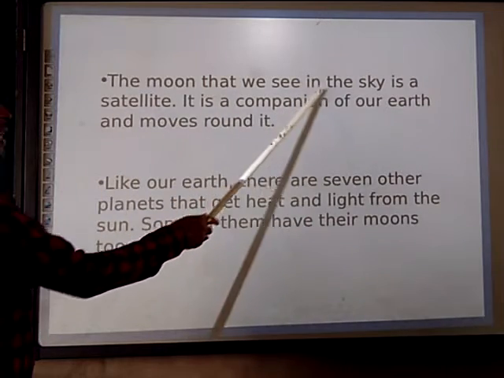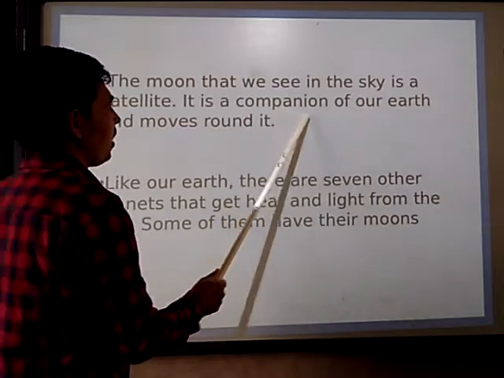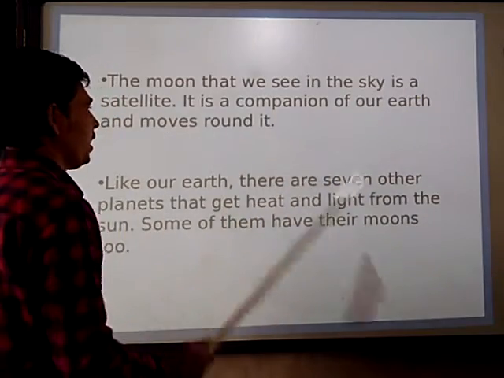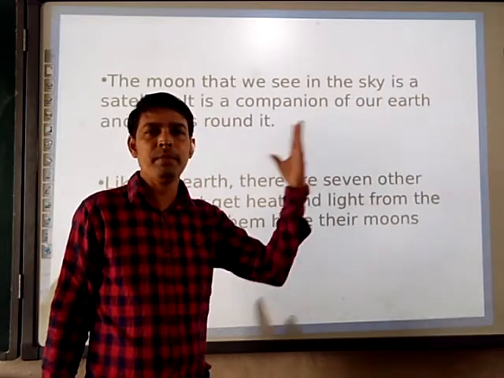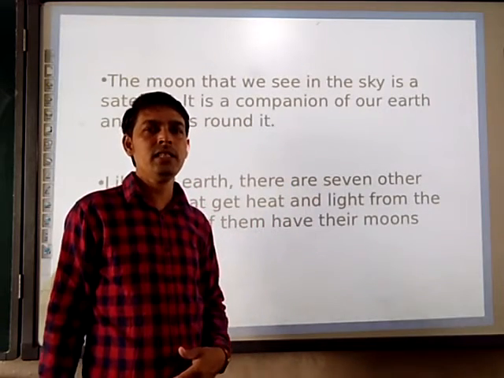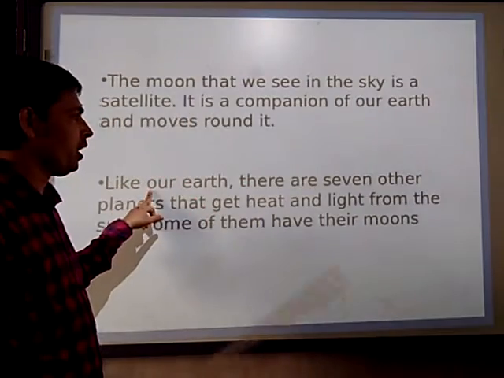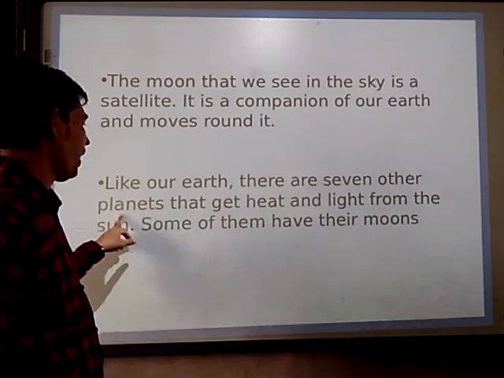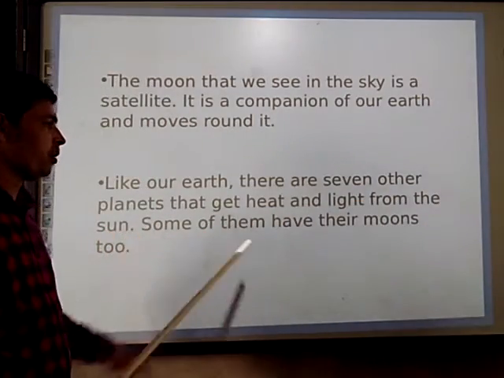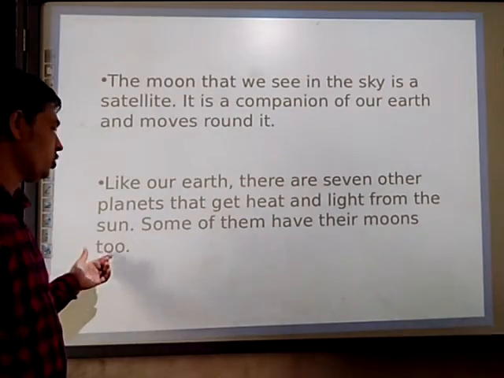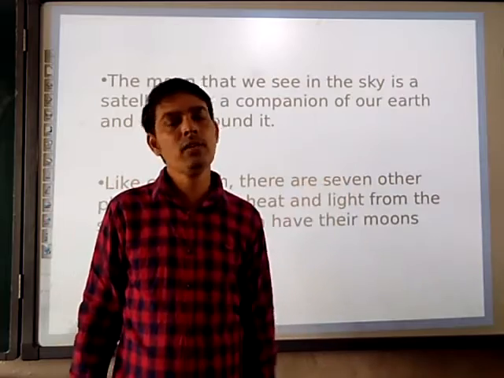The moon that we see in the sky is a satellite. It is a companion of our earth and moves around. We also have human-made satellites that we are sending, right? Just like the Mangalyaan. Like our earth, there are 7 other planets that get heat and light from the sun. Some of them have their moons too. Just as the earth has one moon, they also have moons.